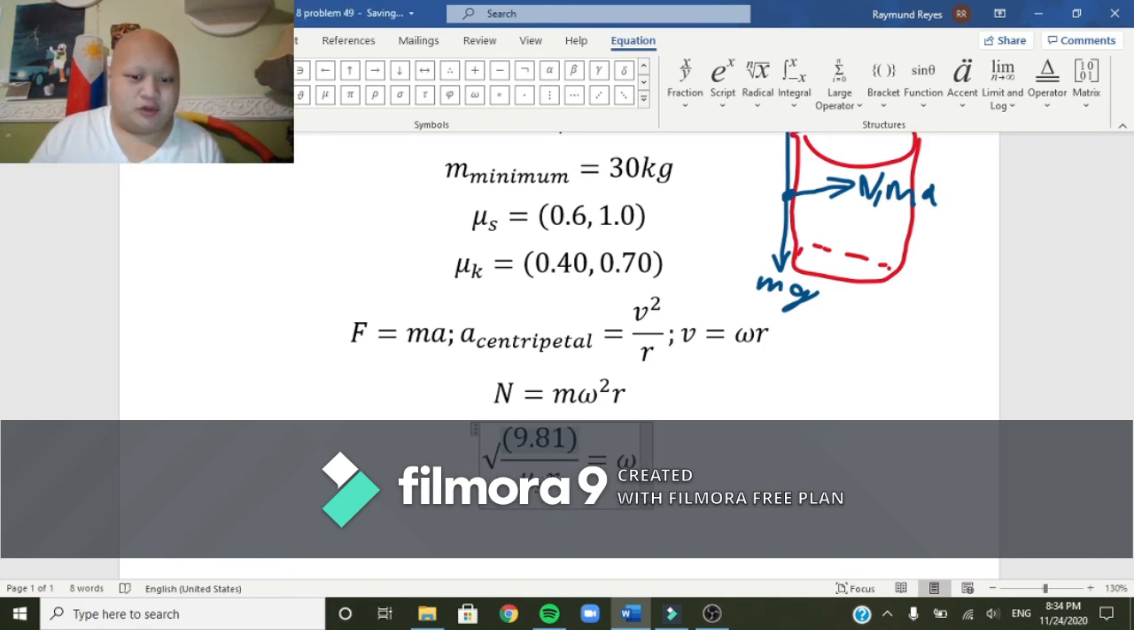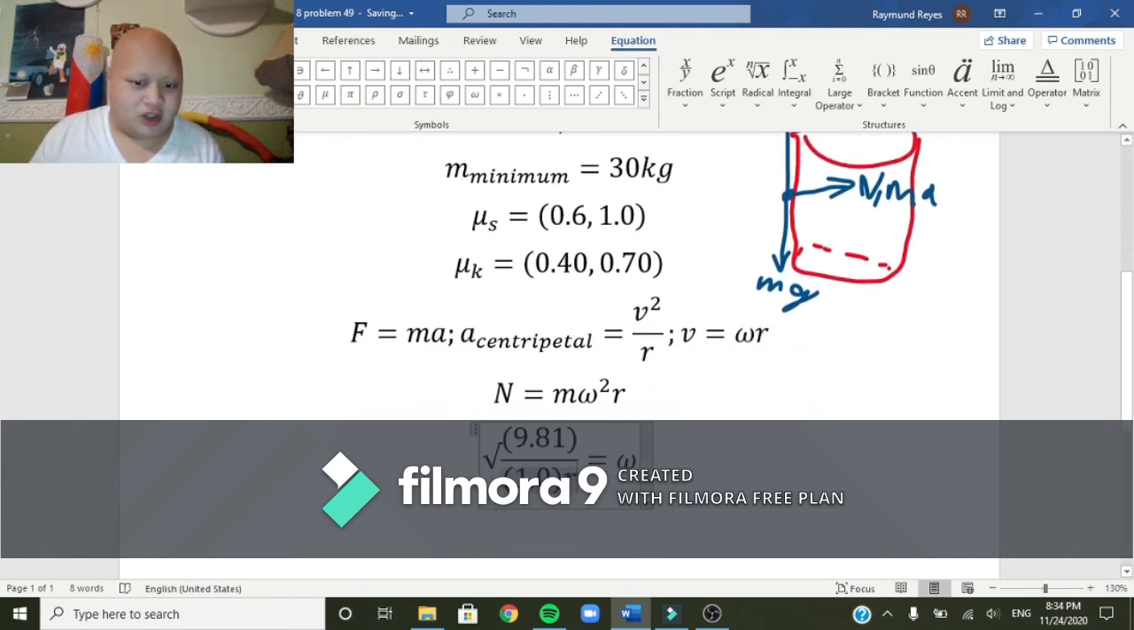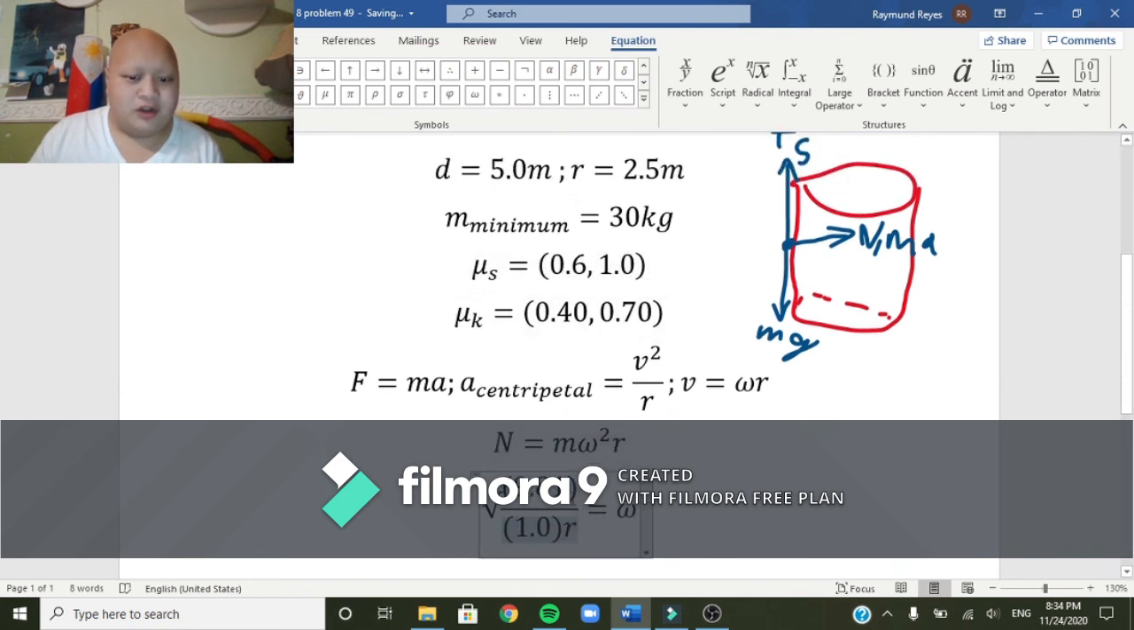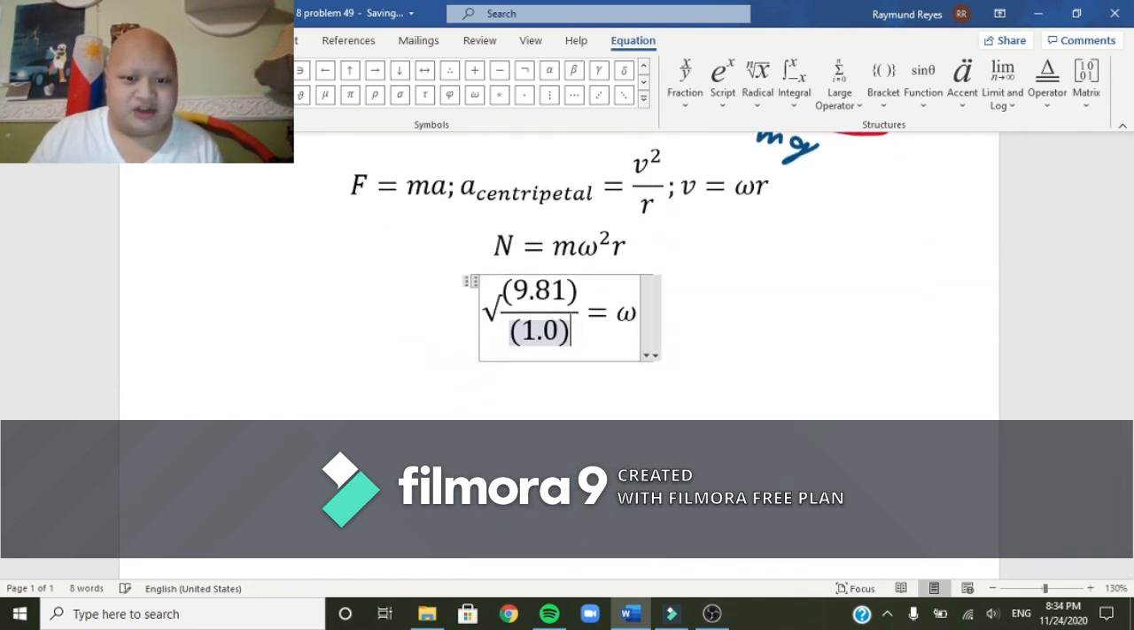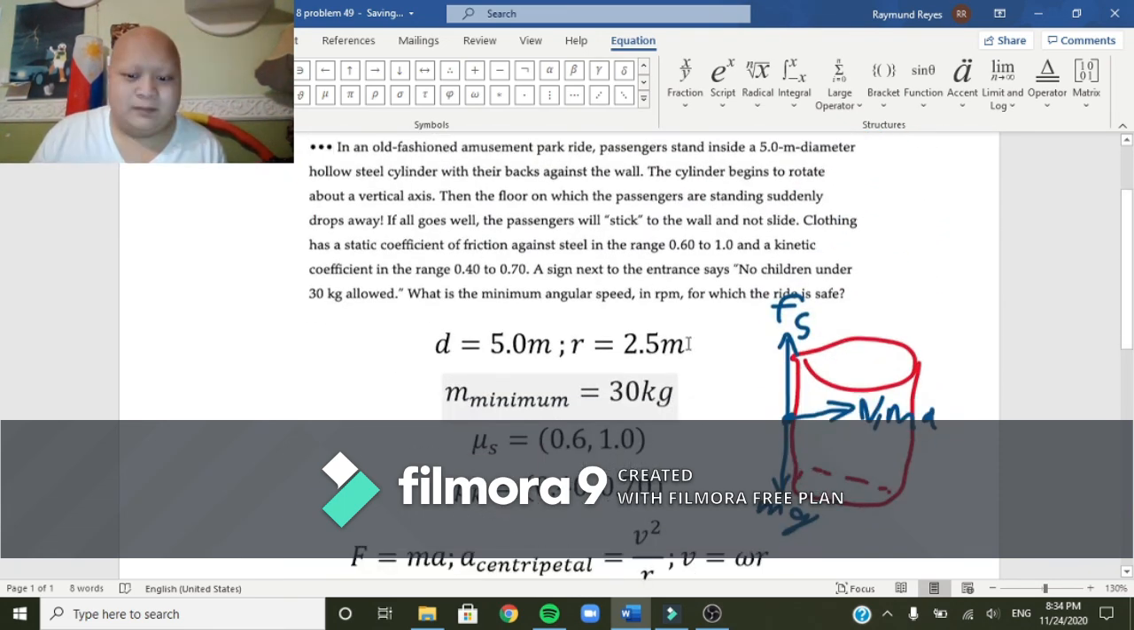g is 9.81 meters per second squared, and to get the maximum friction in order to use the minimum angular velocity, it's 1. Then the radius is 2.5, and if you work this out, you get 3.924, and then you square root that, and you get 1.9 radians per second. So that is my answer for this question.